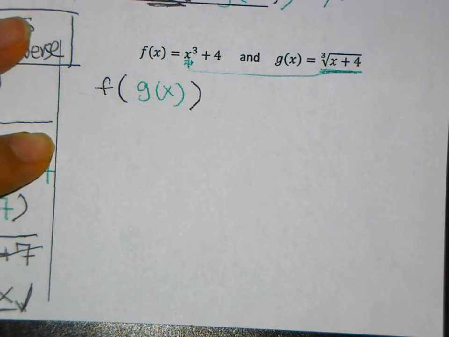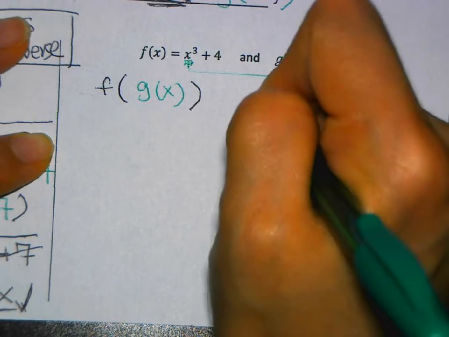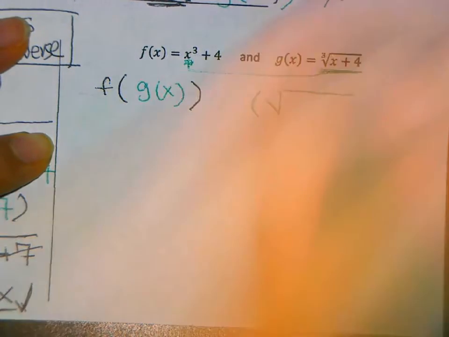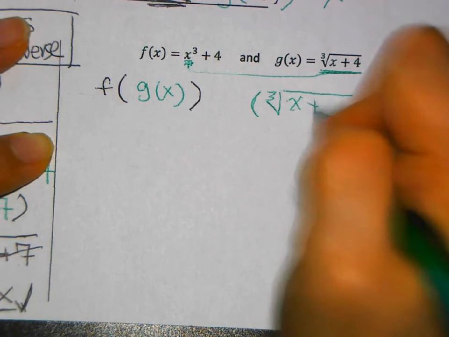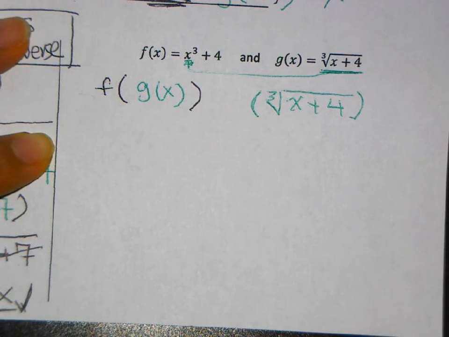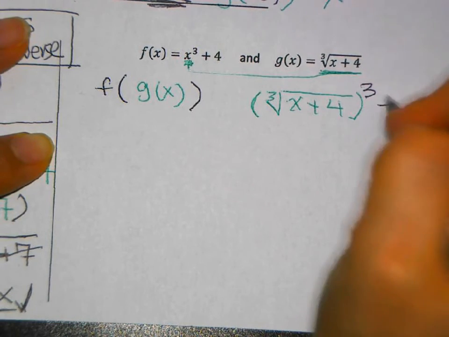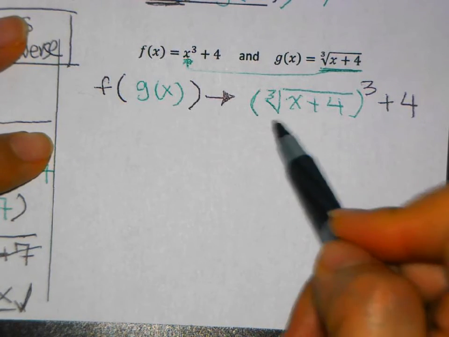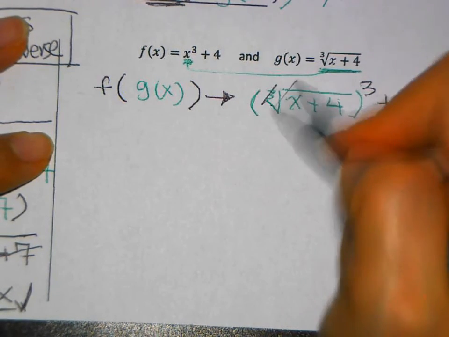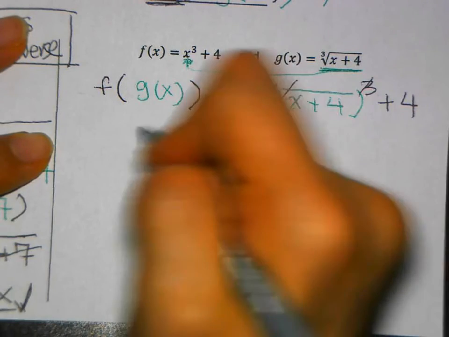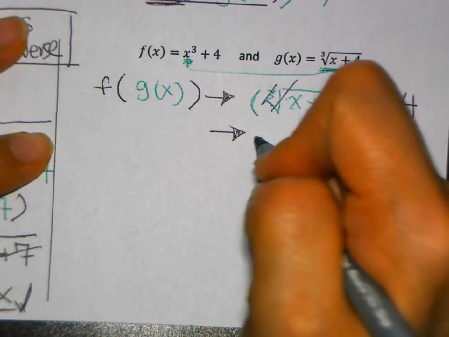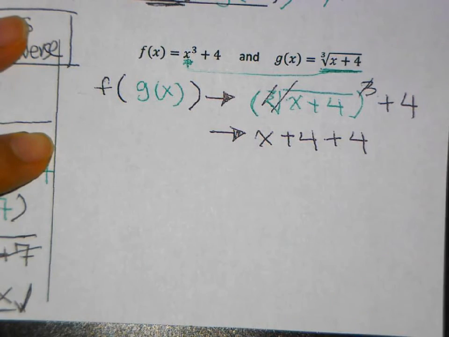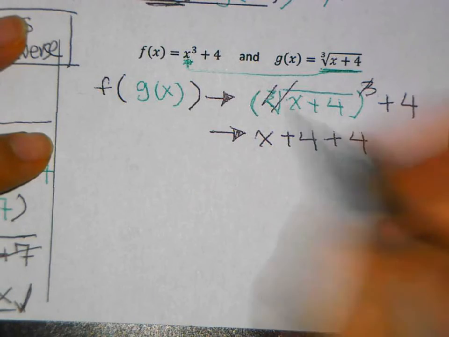F of x is x cubed. So I'm going to put parentheses around the x because that's what I'm plugging in. I'm plugging in cube root of x plus 4 right there. That's x. Don't forget that I have a cube right there, plus 4. Okay, so this becomes that. Well, let's see what's happening. Index of 3, exponent of 3, goes away, leaving me with x plus 4, and then plus 4. What's x plus 4 plus 4? That's x plus 8.